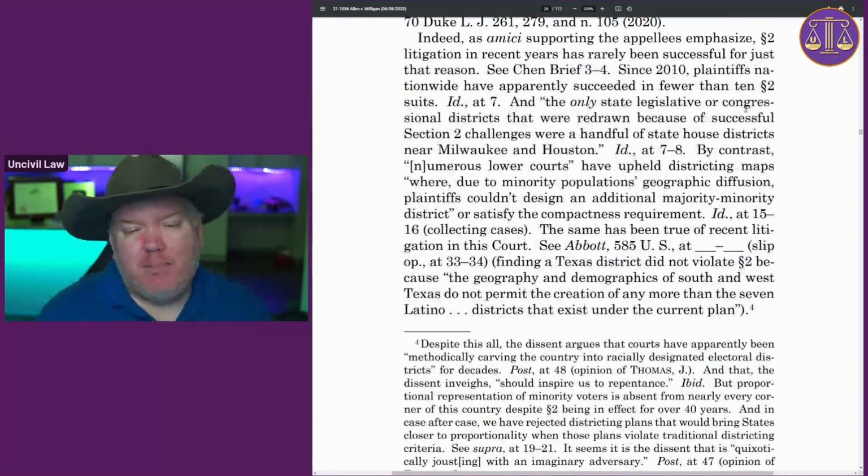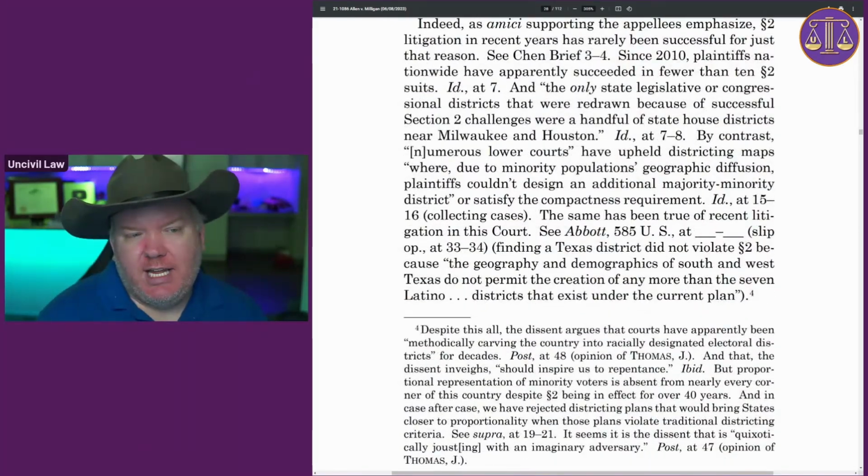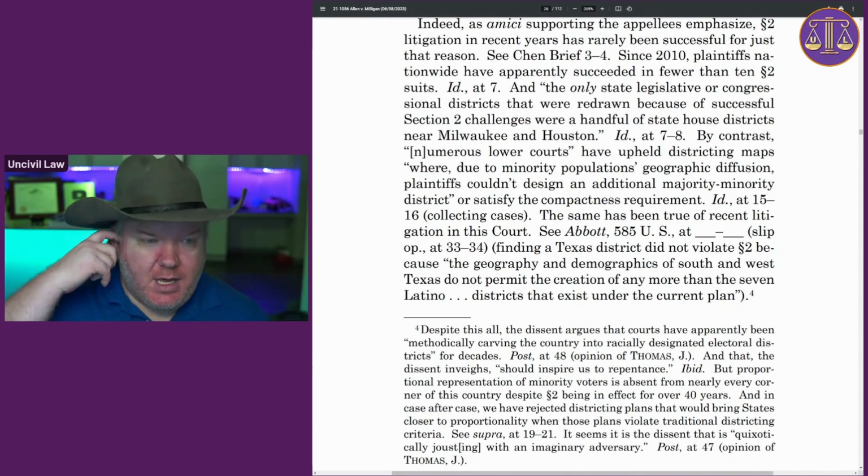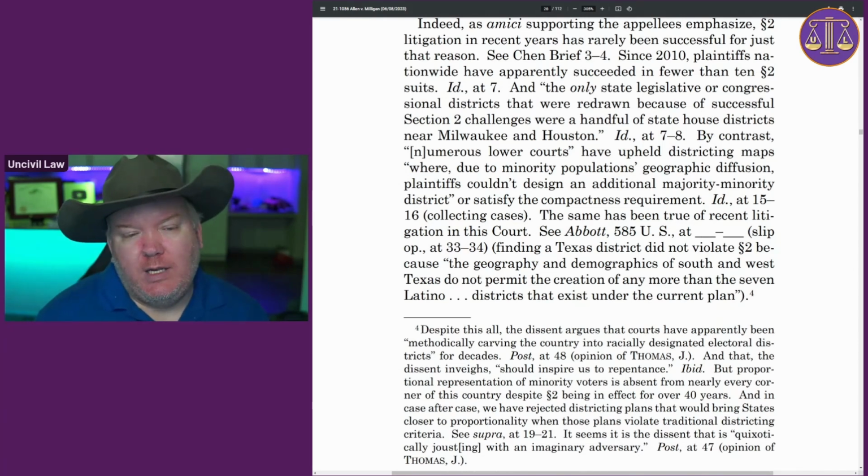Indeed, as amici supporting the appellees emphasize, Section 2 litigation in recent years has rarely been successful for just that reason. Since 2010, plaintiffs nationwide have apparently succeeded in fewer than 10 lawsuits, and the only state legislative or congressional districts that were redrawn because of successful Section 2 challenges were a handful of state house districts near Milwaukee and Houston. By contrast, numerous lower courts have upheld districting maps where, due to minority population geographic diffusion, plaintiffs could not design additional minority districts or satisfy compactness.